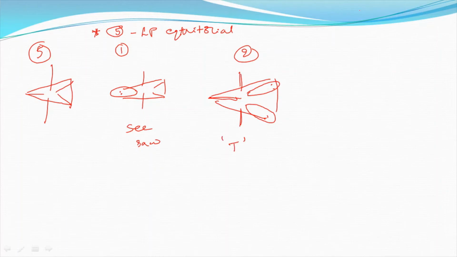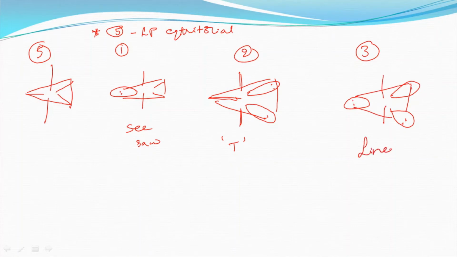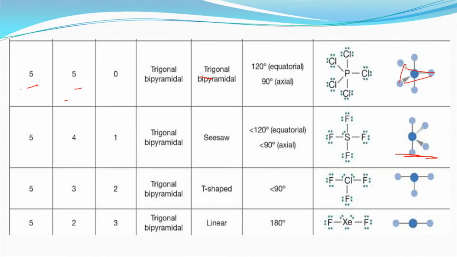And there is one more case here, that is 3 lone pairs are present. In that case, all the equatorial positions are occupied by the lone pairs of electrons and the remaining are bond pairs. Then what is the shape of the molecule? It is a linear molecule. Okay, so let's just observe the shapes of the molecules here. So this is seesaw and this is T-shape.